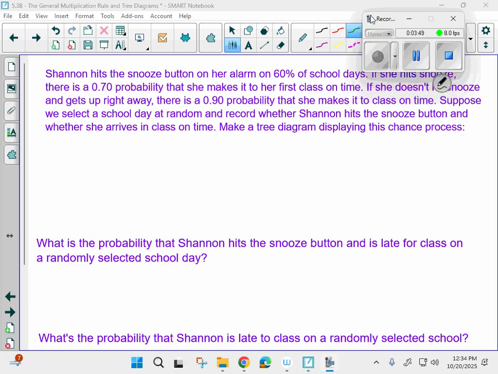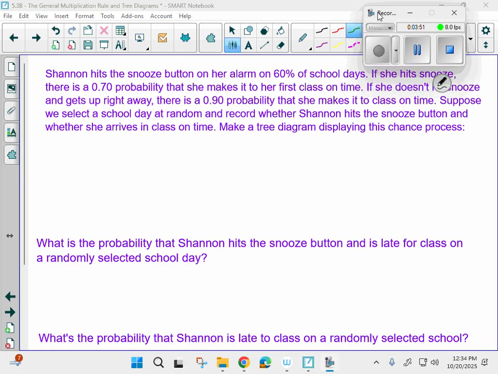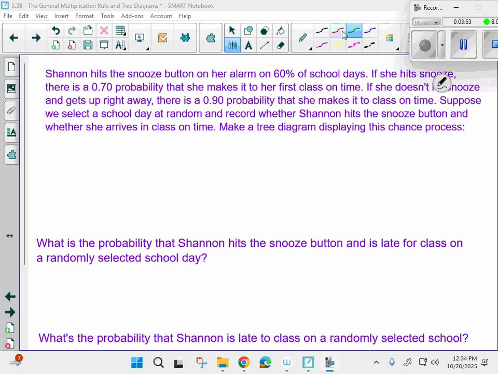Tree diagrams. Shannon hits the snooze button on her alarm on 60% of school days. If she hits snooze, there's a 70% probability that she makes it to her first class on time. If she doesn't hit the snooze and gets up right away, there's a 90% probability she makes it to class on time. Suppose we select a school day at random and record whether Shannon hits the snooze button and whether she arrives to class on time. Make a tree diagram displaying this chance process.